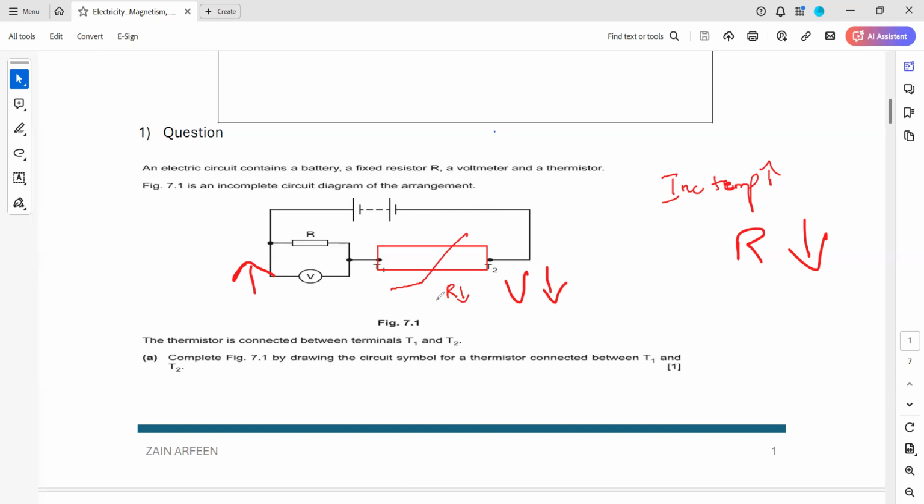So what will happen to the reading of the voltage across the thermistor? That will decrease. Because it's a potential divider circuit, if the voltage on one side decreases, the voltage on the other side should increase. Even though this resistance is not changing, the ratio of the resistances changes, so the other side will have a higher voltage, and the voltmeter reading will increase.